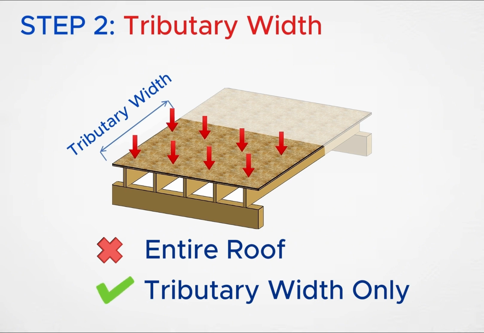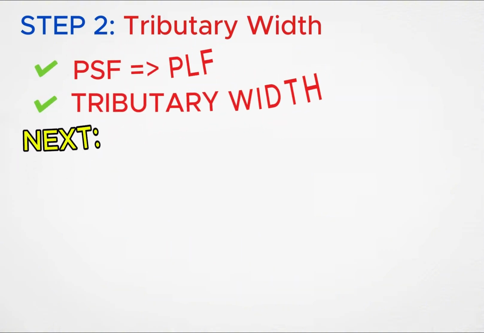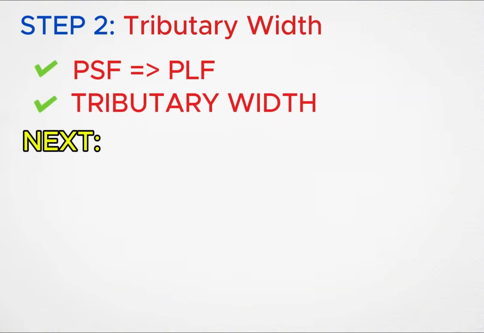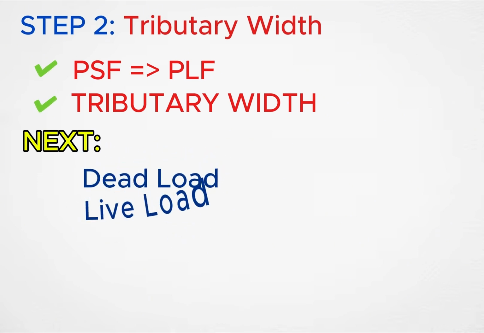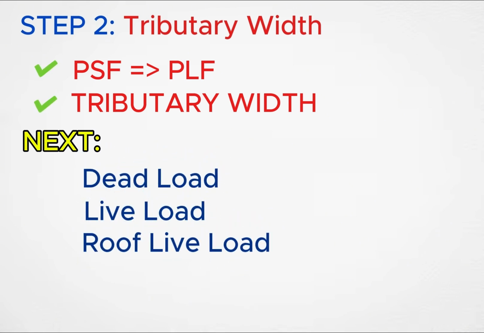So here's the key takeaway. Tributary width is simply the portion of the structure that sends load to a member. If you understand tributary width, you understand where beam loads come from. In the next video, we'll look at the different types of loads used in structural design: dead load, live load, roof live load, and snow load.